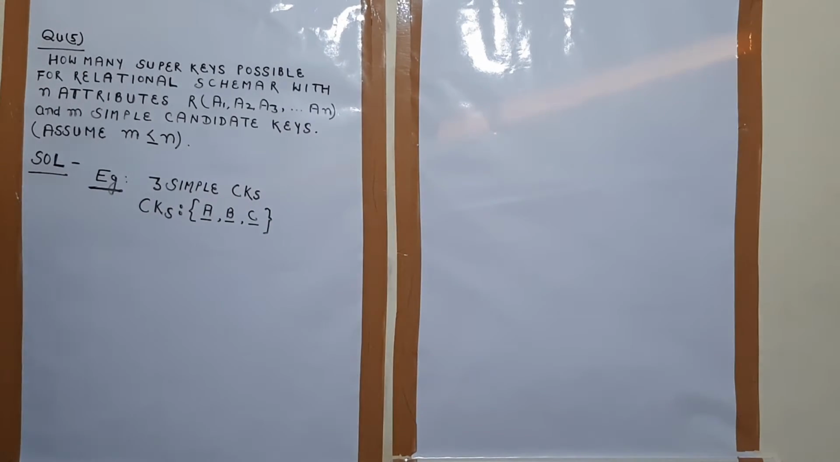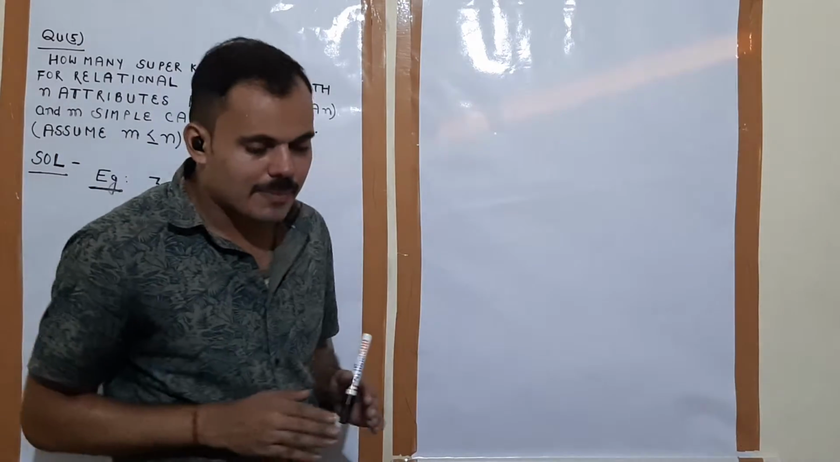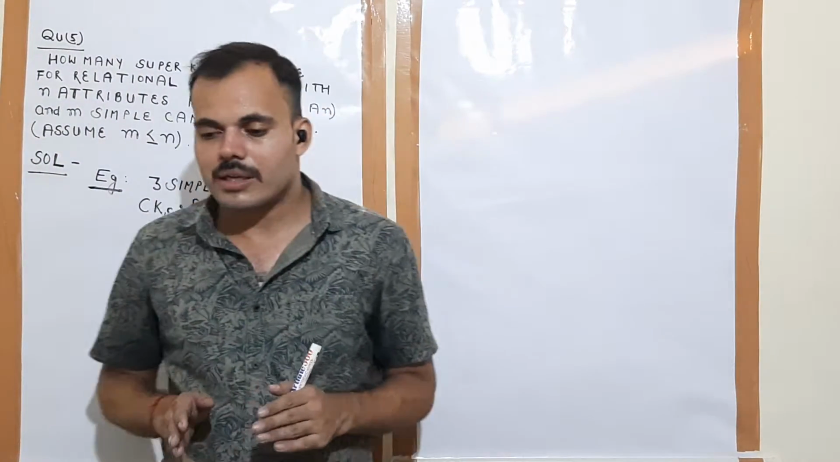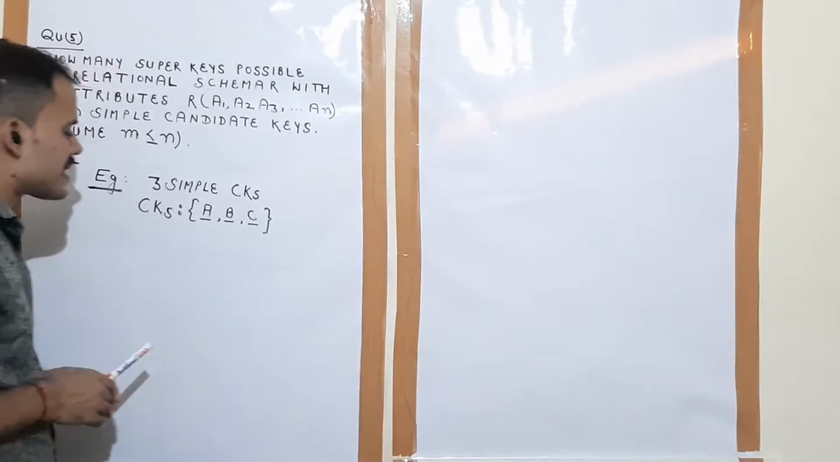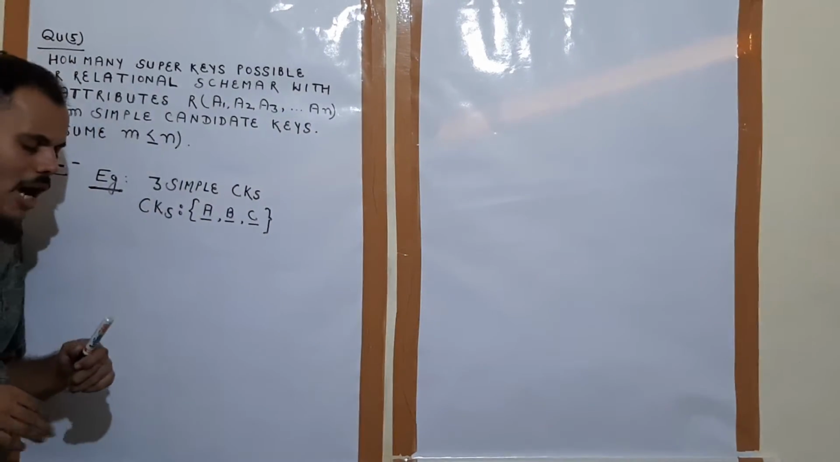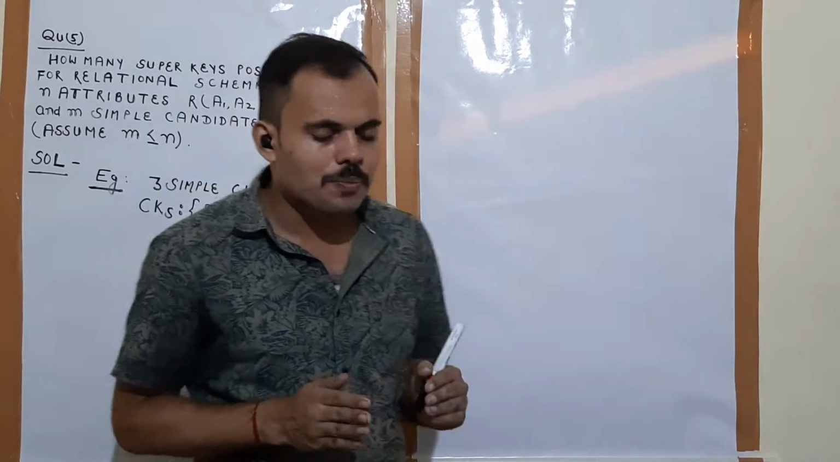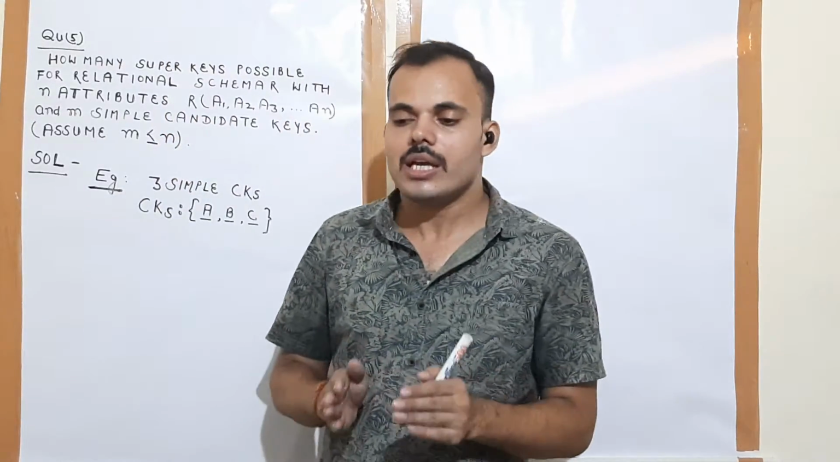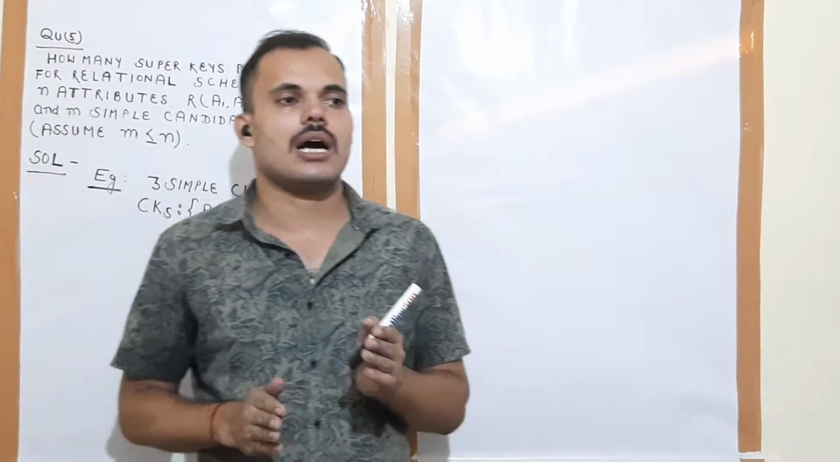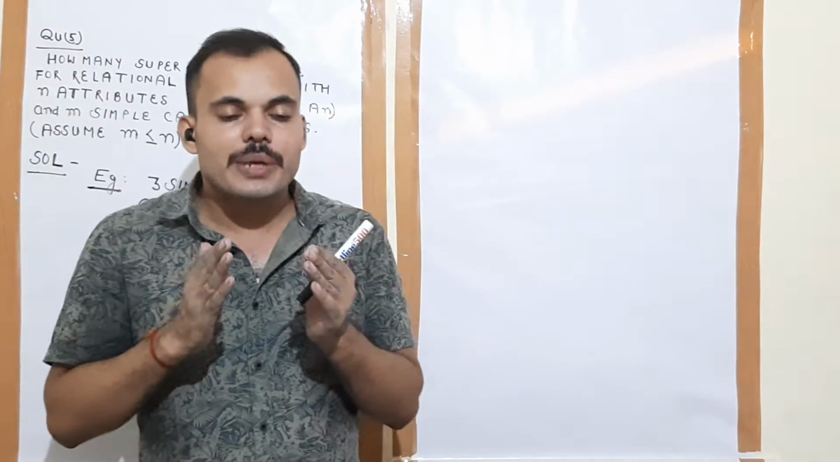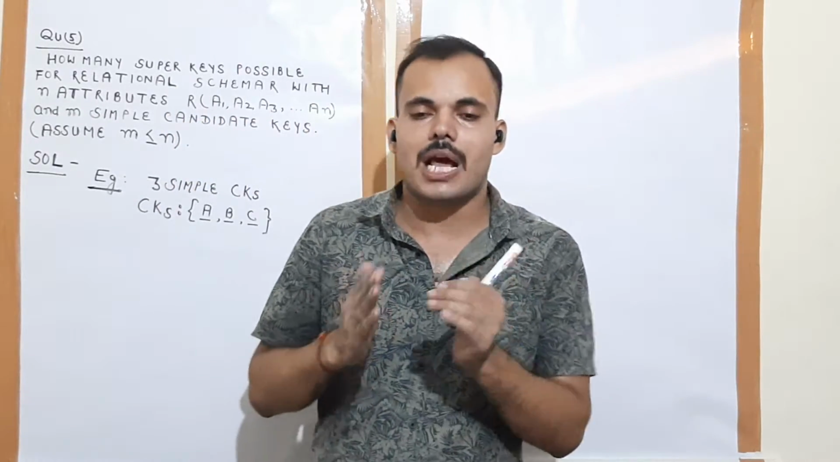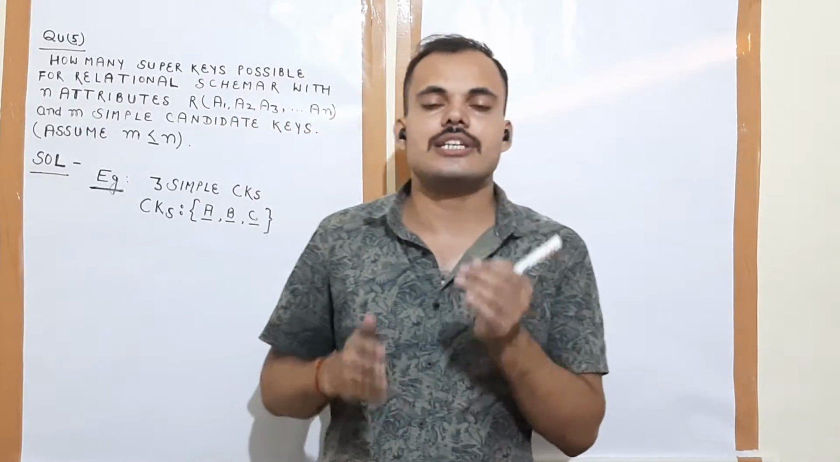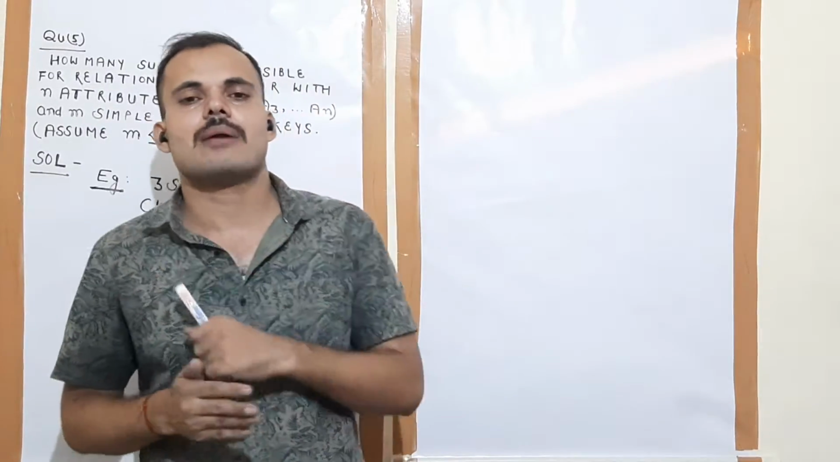Understood? Assume that there are three simple candidate keys, and these candidate keys are A, B, and C. And now see, the number of super keys among prime attributes of the relation R will be found in the prime attribute method. The major part of the formula of the prime attribute method is to find the super keys among prime attributes of the relation R.